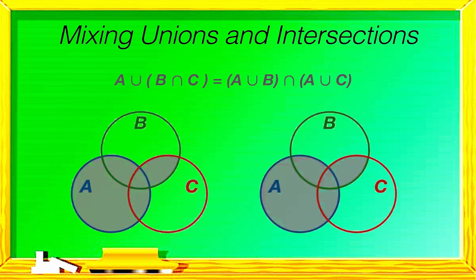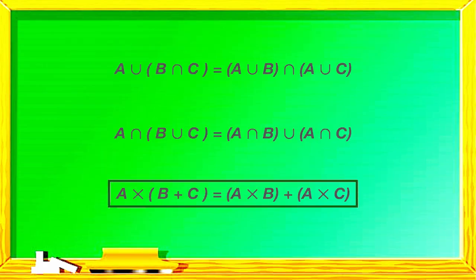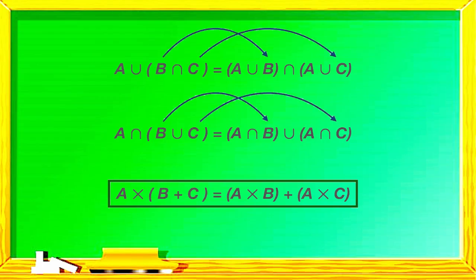This is because the identity works if we exchange the unions for intersections and the intersections for unions. Here, the intersection of A with the union of B and C is the same as the union of A intersect B with A intersect C. As we've already discussed, these identities are similar to multiplying out the brackets. And this kind of property in general is known as distributivity, or the distributive property.